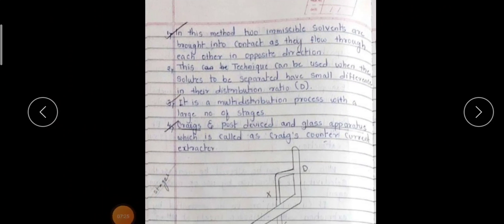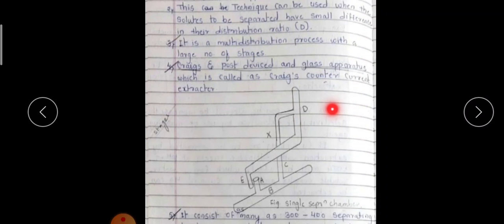In this method, two immiscible solvents are brought into contact because they flow through each other in opposite directions. This technique can be used when the solutes to be separated have a small difference in their distribution ratio. It is a multi-distribution process with a large number of stages. The Craig and Post device, a glass apparatus, is called the Craig's countercurrent extractor.